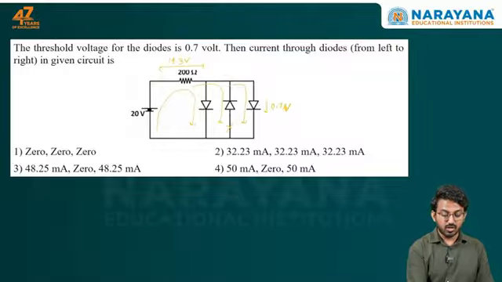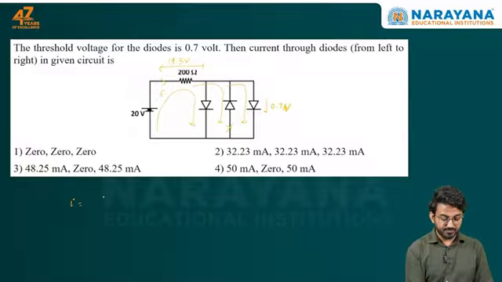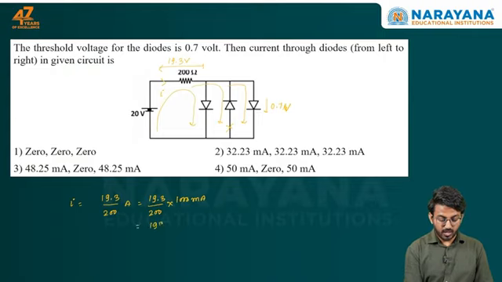If voltage across this part is 0.7 volt, voltage across this resistor is going to be the remaining 20 minus 0.7, which is 19.3 volt. So, current through the resistor here is going to be some I, and that I is going to be 19.3 divided by 200 ampere. Converting it to milliampere, it is going to be 19.3 divided by 200 into 1000 milliampere, finally giving us 193 by 2, which is equal to 96.5 milliampere.